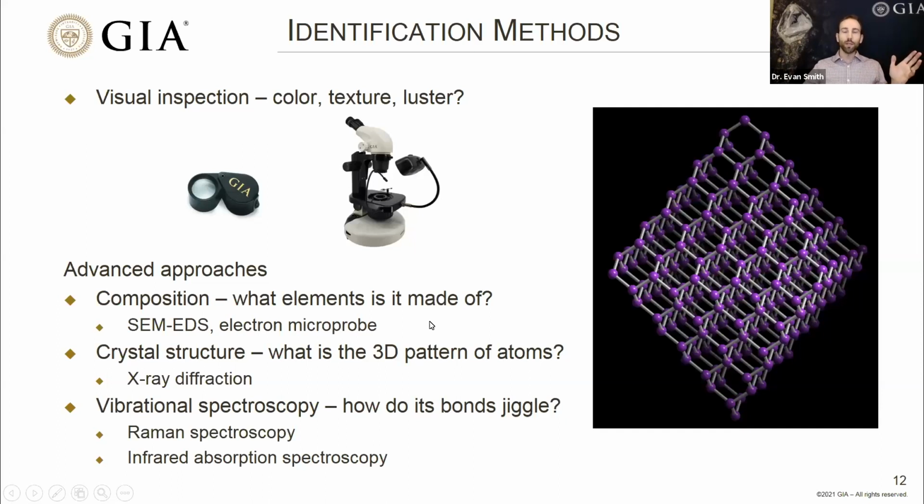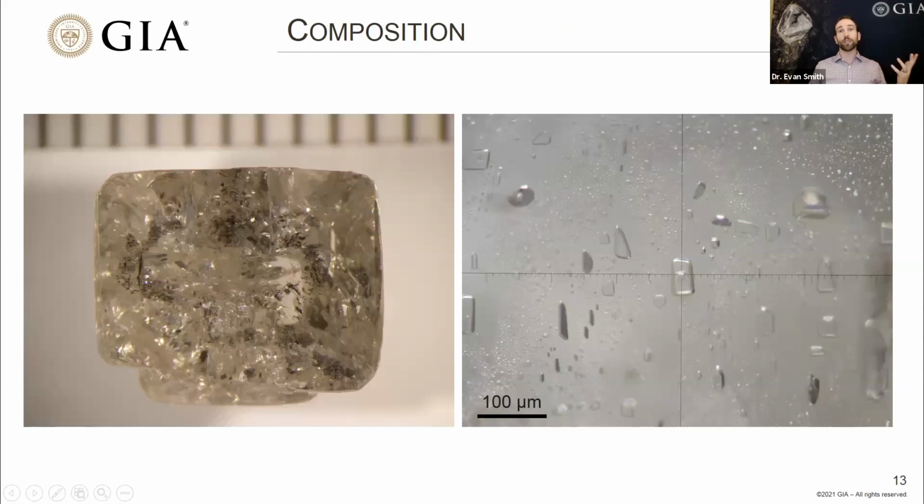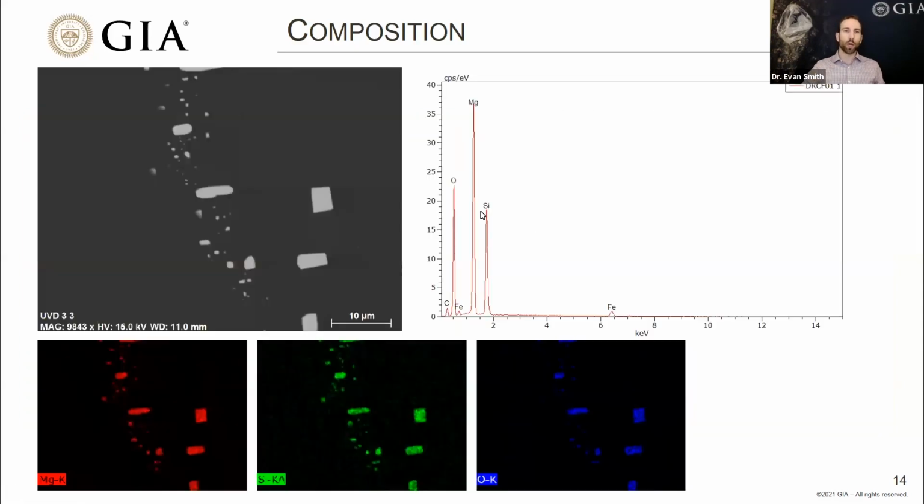So let's talk about identifying minerals based on composition. Here's a diamond. It was an octahedron of about 3 carats, and I've polished into it. So now we can see a cross section through it, and it's got lots of inclusions in it. Under the microscope, we can see that it has these glossy looking, colorless inclusions. So what are they? Because some of these inclusions are exposed on this polished surface, I was able to take this sample to an electron microscope, and you can see it here.